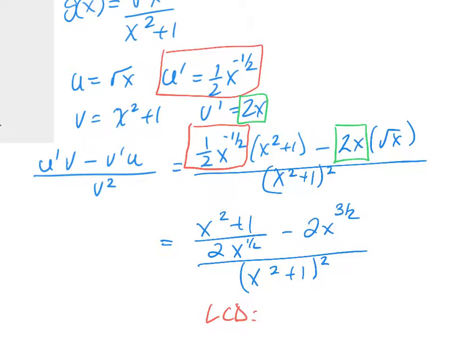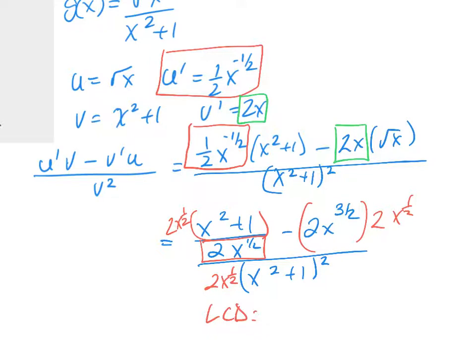2x to the power half. This is the only thing that I have to worry about because everything else is over 1. So I'm going to multiply every term by that. So I'm going to multiply this by 2x to the 1/2. I'm going to multiply this by 2x to the 1/2, and then in the denominator 2x to the 1/2.